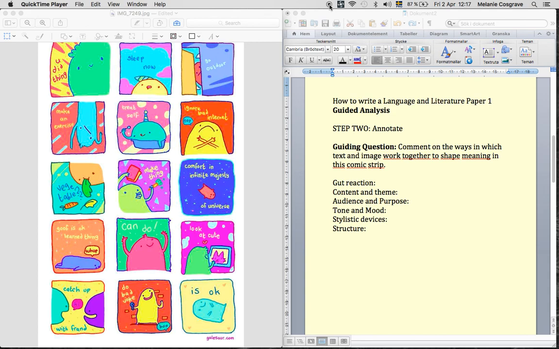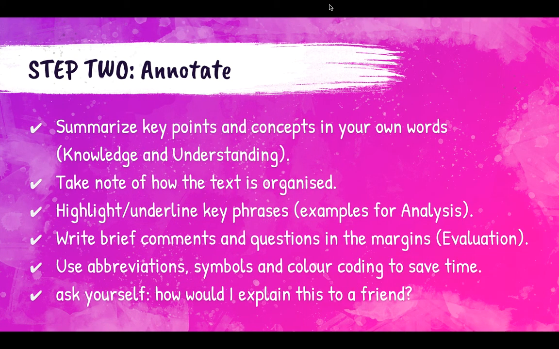Now that we are done with our preliminary reading of the text, we can now get our pens out. And the first thing that we do when we have our pens out is to annotate the text, to take notes. So step 2, annotate. The first thing you do is you summarize key points and concepts in your own words.